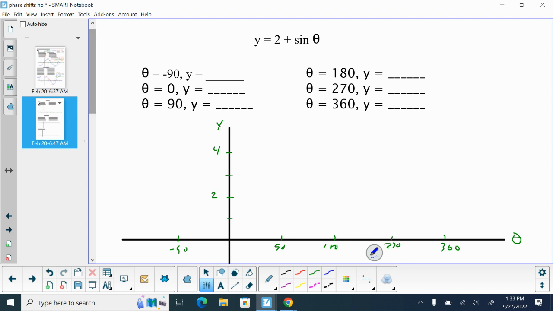And now what we're doing is taking y equals 2 plus sine of our theta value. So we have y equals 2 plus sine of -90, y equals 2 plus sine of 0, of 90, and so on. So go ahead and find your y values there.